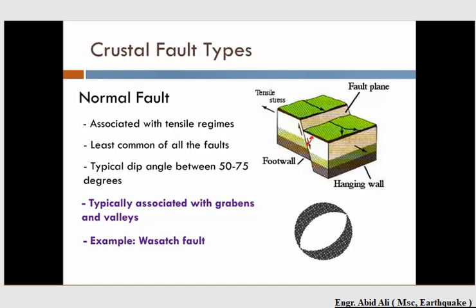There are a couple of places in the world where there are a lot of extensional faults. The Intermountain West in the US is one of them. The Rift Valley or Rift Zone in East Africa, and the entire country of Italy, are basically extensional fault regimes. And there are other places as well.